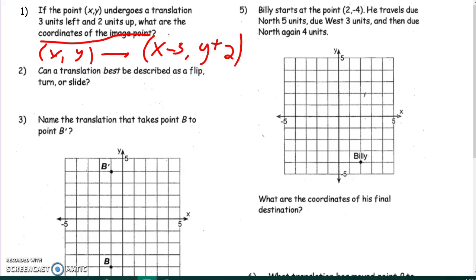Okay. Can a translation be best described as a flip, turn, or slide? The correct answer is slide. A flip would be a reflection, and a turn would be a rotation. Slide is the best for translation.